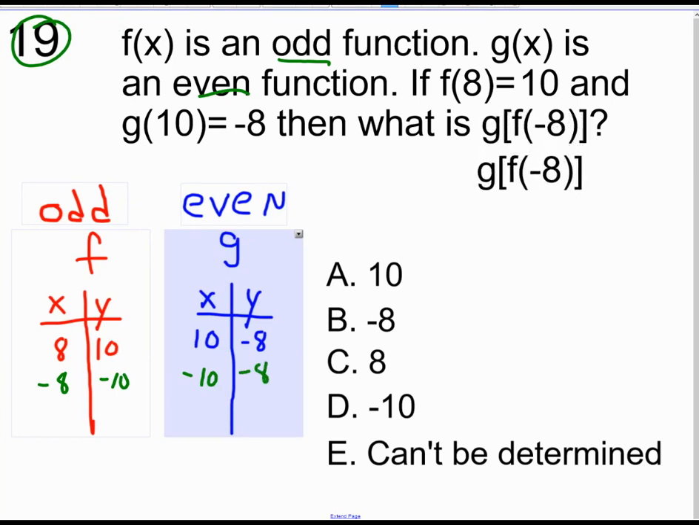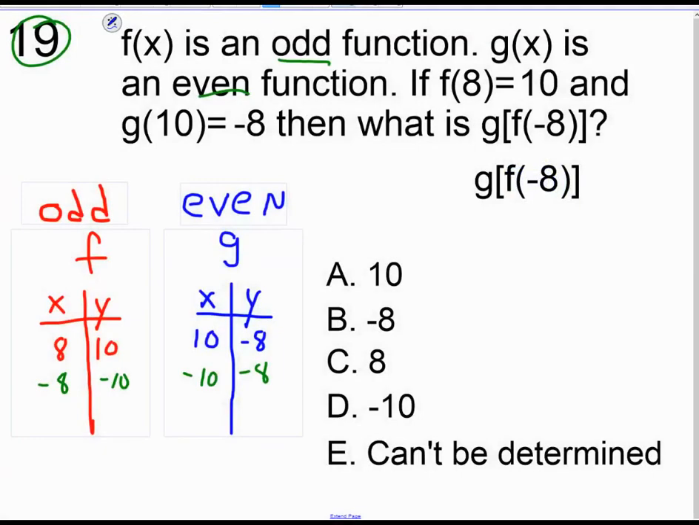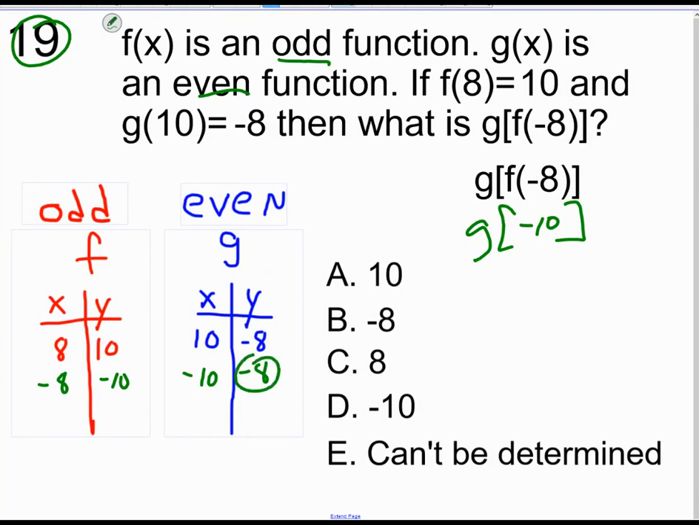And let's do the composite. This value right here is negative 10. So we are going to replace that with negative 10, and then g of negative 10 is negative 8, and that's the answer. I think we have 2 more problems.